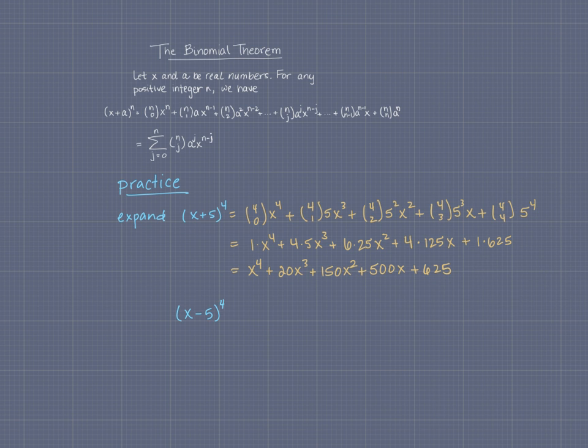Let's see how the expansion changes when we change our binomial from x plus 5 to x minus 5. So the key here is to think of this still as an x plus binomial, but instead we're adding negative 5. So our a value from the definition becomes negative 5. So here's what our terms will look like.